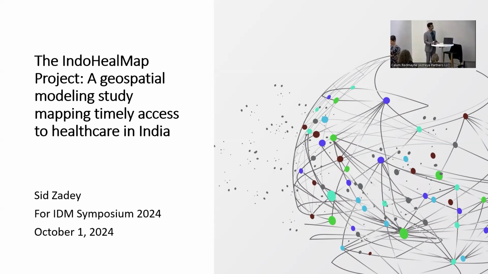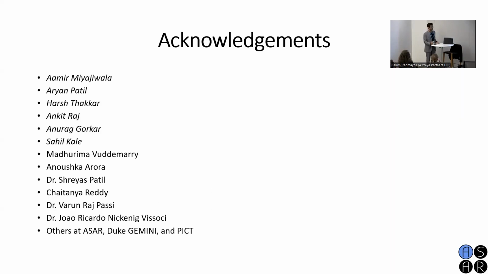I'll be talking about our project called IndoHeal Map that we did at USSR in India. And I'm presenting mostly on behalf of everyone who's listed here, but also people who are not listed here. The first 6 names that you see on the screen, which are italicized, are our engineers, the people with useful skills. And the people below are people like me who are public health people, doctors, who have been helping in this project.